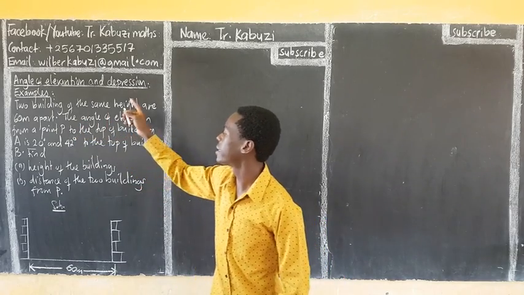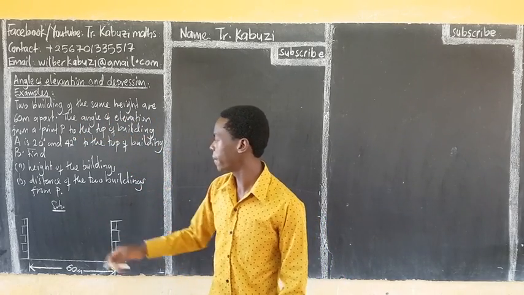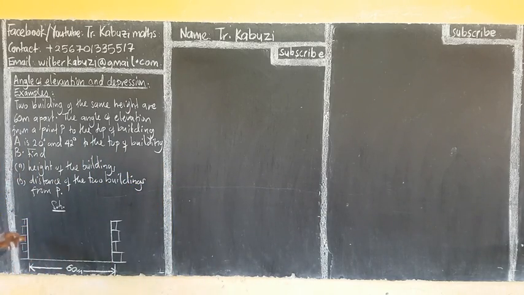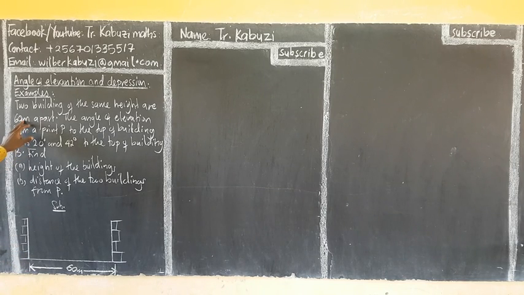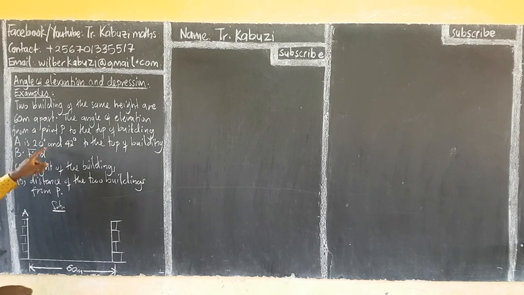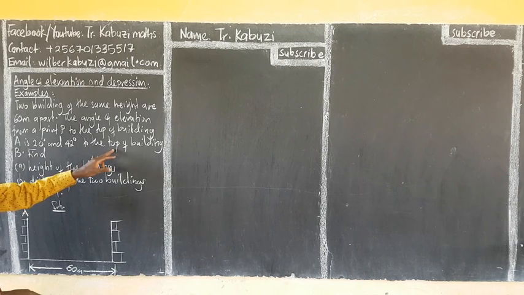Two buildings of the same height, meaning this one and this one have the same height, 60 meters apart. The angle of elevation from a point P to the top of building A, let me call this A, the top of building A, is 20 degrees, and 45 degrees to the top of building B.